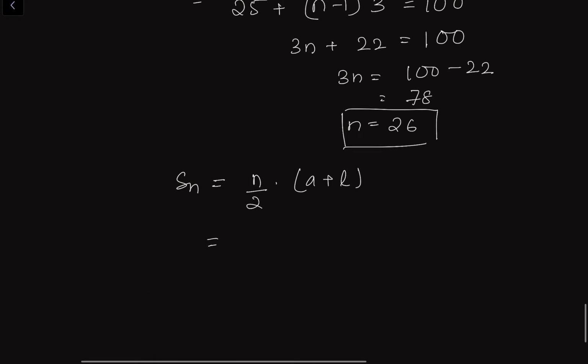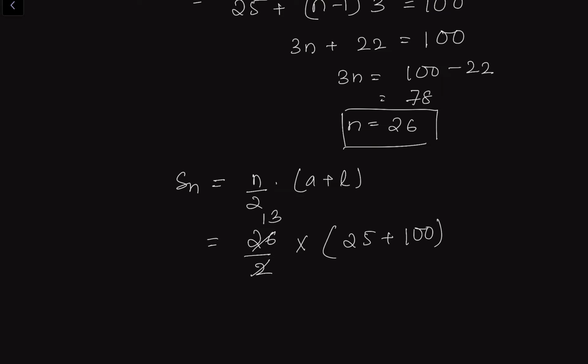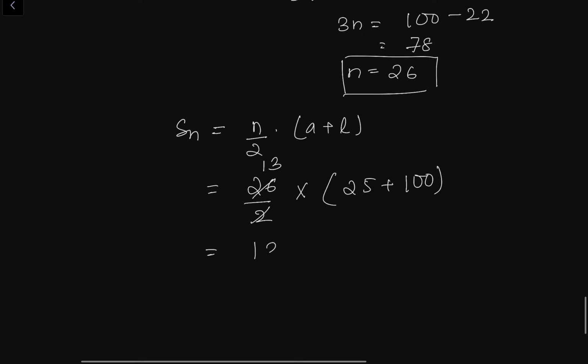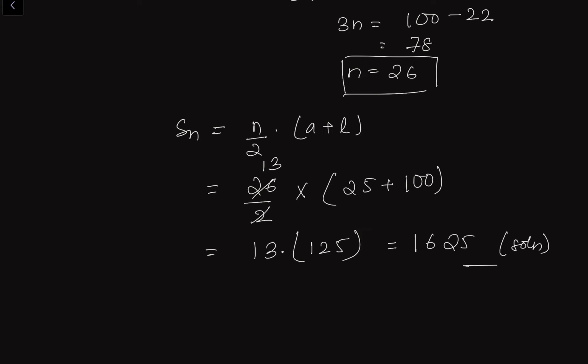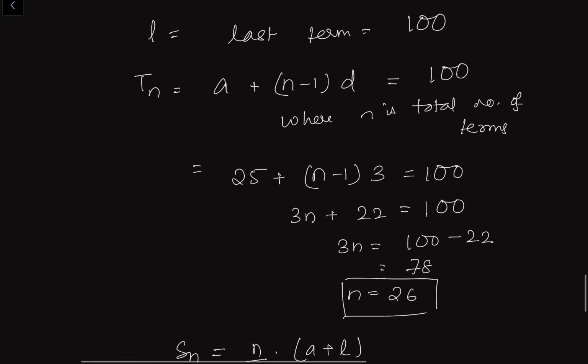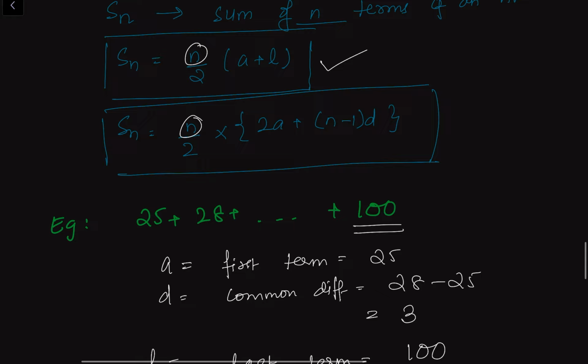So n is 26, so it is 26 by 2 into the first term, which is 25, and the last term is 100. So you multiply it, this is 13, sorry, divide it, and then 13 into 125, which is equal to 1625. And this is your solution. This is how we apply these formulas to solve questions. Okay, and similarly any question you have of this type, you will be able to solve using these two formulas.